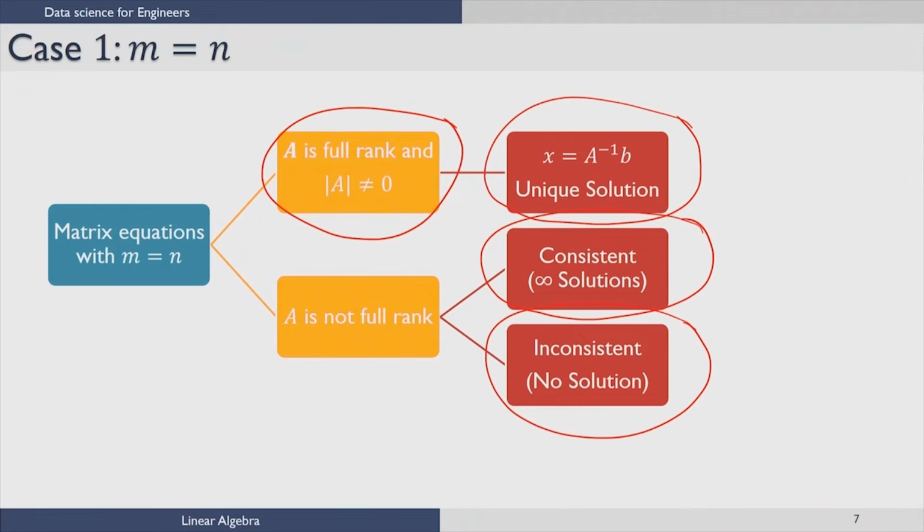So, to summarize, when m equal to n, this is what is called a square matrix, and if the matrix is full rank, determinant of A not equal to 0, then there is a unique solution x equal to A inverse b. When A is not full rank, there are two situations that are possible. One is what we call a consistent scenario, where we could have infinite solutions, and the other one is what is called the inconsistent scenario, where we might have no solution.